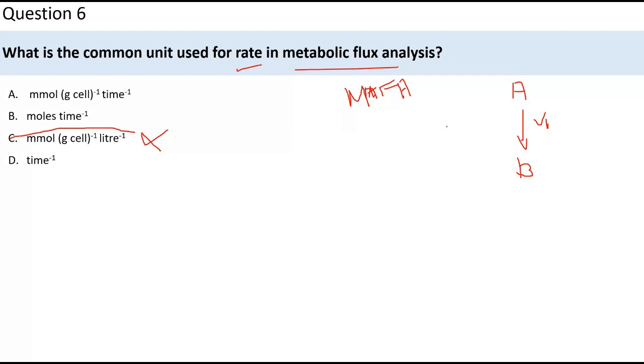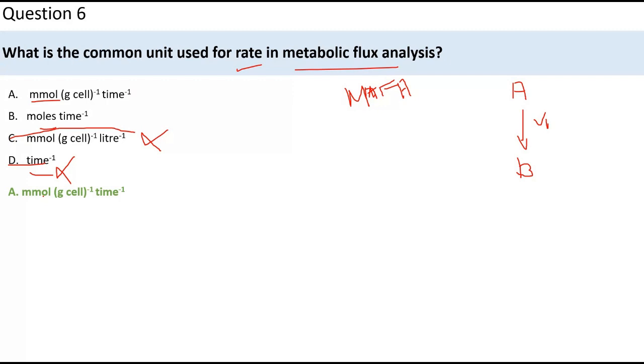The main thing we can notice here is that everywhere millimole, moles has been given. So option D also we can reject because it is not going to talk about the concentration of the cell as well as the biomass at all in the unit that has been given. So option D is also neglected. So here 2 options are given. One is millimole per gram and time inverse, and option B is moles time inverse. So option A is the right answer.